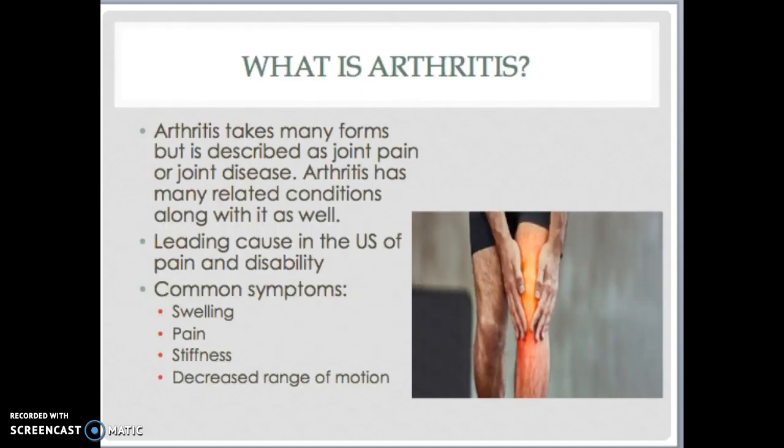What is arthritis? Arthritis is a disease that causes pain or disability in joints or anything similar to that. It also has a couple related conditions. It can lead into other things as well. Little do people know, it's also the leading cause in the U.S. of pain and disability. About 22.2% of the population in America is affected by arthritis in its many different forms, which is about 50 million people roughly. So it's more prevalent than you think.